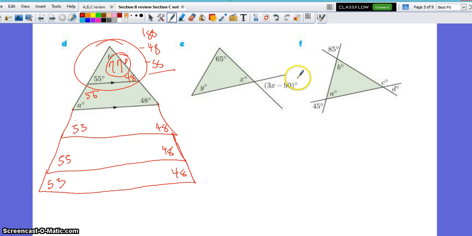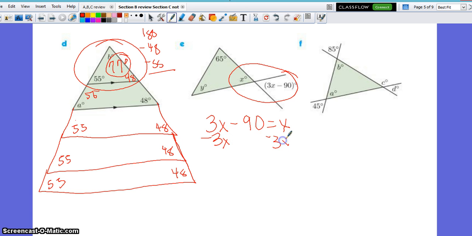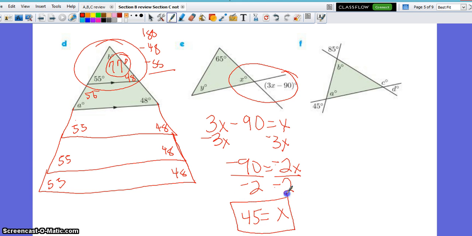Okay, right here, the only thing that we know is that these angles are vertical. And we know that vertical angles are congruent, which means they are the exact same. They are equal to each other. So what you can do next is go ahead and subtract 3x from both sides. Negative 90 equals negative 2x. Divide both sides by negative 2. Two negatives, when you divide, become a positive. So now you have 45.